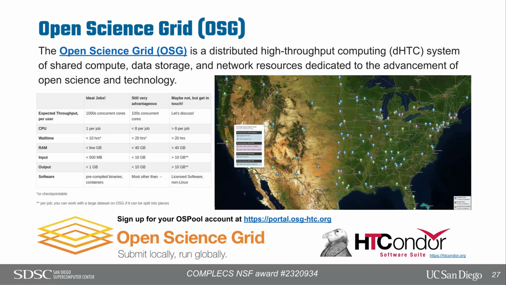So the Open Science Grid has what's called the OS pool. You can get a count there, and you can see here the ideal types of jobs that they say you can run. They don't use Slurm, they use a different scheduler called HTCondor, which was originally designed for this sort of high throughput computing use case.